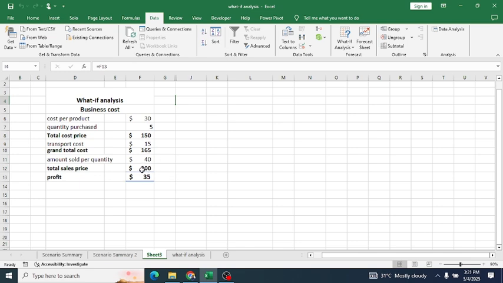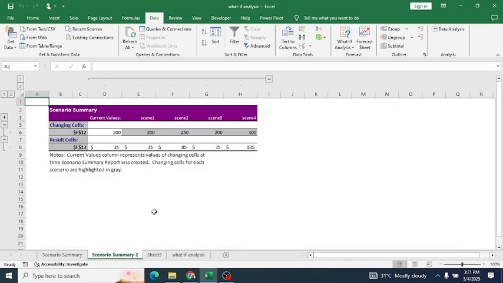Now when you move further, you change this one to 250, and you get 85. So this is $85. Then you have 200, you have 35 here. You have 300, you have 135 here. So that is what we have gotten.